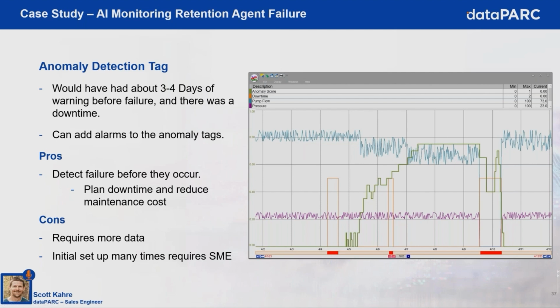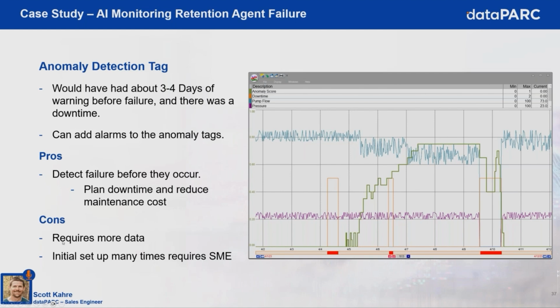So the pros of this type of analysis are that it allows you to detect failures before they occur. And then, if you can see this several days ahead of time, you can plan a short outage to take care of the maintenance that needs to be done. You can do it on day shift instead of on a weekend night shift, and you're not paying overtime, and it reduces the cost to do that.